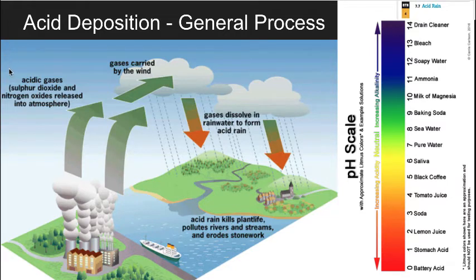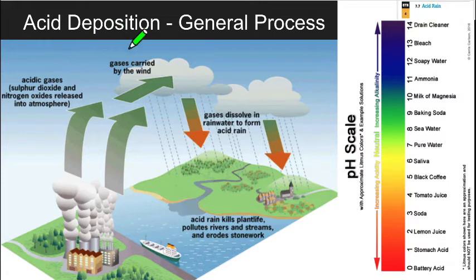Acid deposition is the next secondary pollutant we'll be discussing. This is a generalized process here, and just a quick review of pH and what we mean when we say acid or acidic. Basically, what we're looking at in our pH scale, 7 is kind of neutral, right? Seawater, salt water, we like closer to 8. And then anything that's acidic is a lower number. So lemon juice is 2, stomach acid 1, battery acid 0.